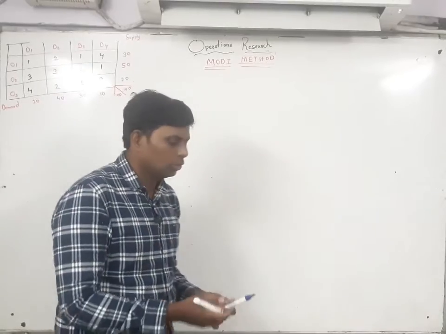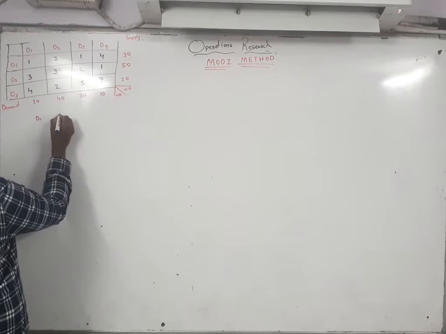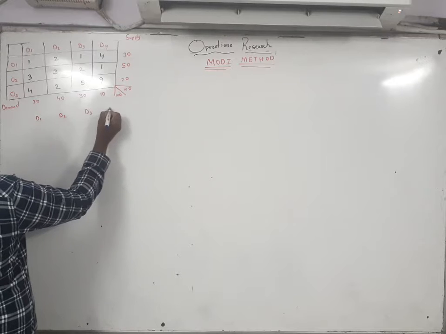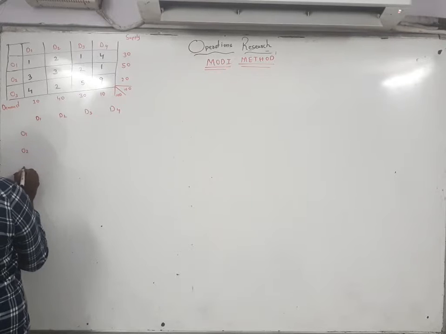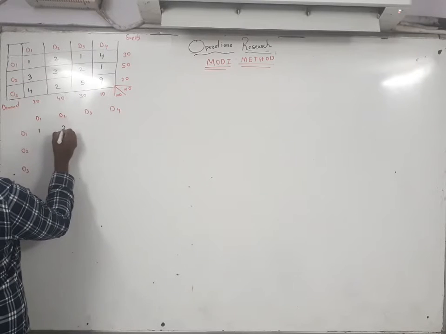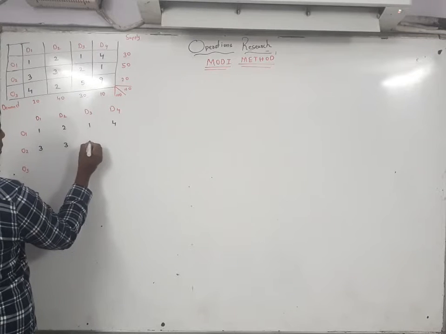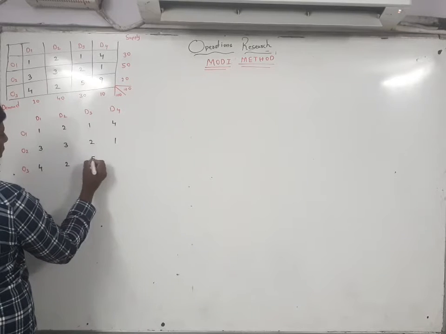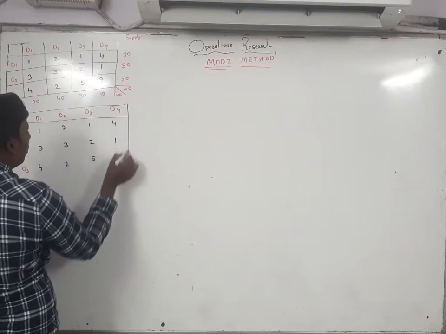So I will copy from here. First I will copy the question that is given here. As you can see here, D1 value is given, D2 value is given, and this is D3 and this one is D4, and here O1 is given, O2 is given, and this is the value for O3, and whatever the numbers are there, you have to write 1, 2, 1, and this one is 4. Next one is 3, this is 3, this is 2, and this one is 1. Next one is 4, this is 2, and this one is 5, and this one is 9, and you have to enclose it in a box.